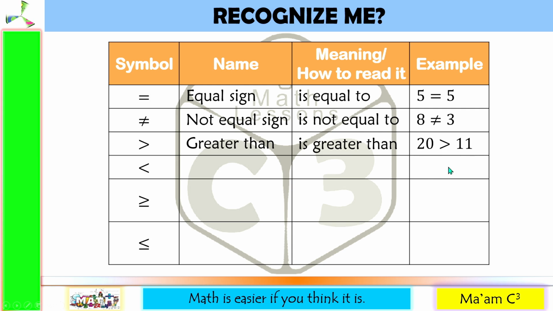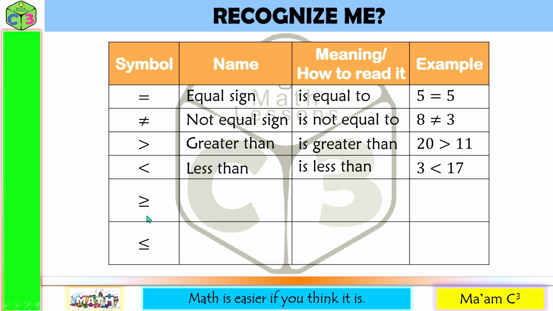Remember Pacman? Pacman eats the greater number. So 20 is greater than 11. So the mouth of Pacman points to 20. This symbol here is the opposite of greater than. So this is less than. It is read as is less than. For instance, we have 3 is less than 17. Again, 17 is greater than 3. That's why Pacman eats the greater number.